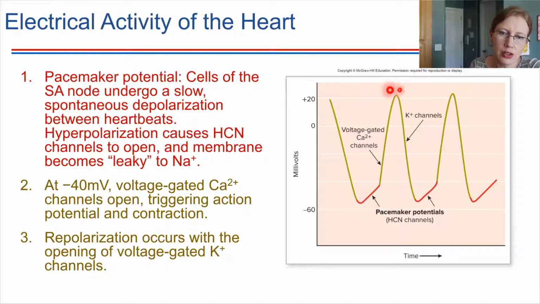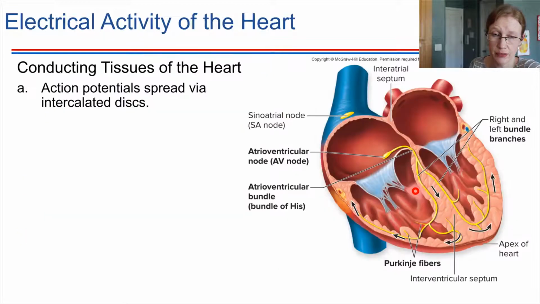The action potential is going to end similar to what we've learned about in previous chapters. Voltage-gated potassium channels will open, and that leads to repolarization of the cell membrane. So once this action potential occurs, remember we were talking about cells right here in the SA node. Once an action potential occurs here, that's going to spread to the rest of the cells in this myocardium.